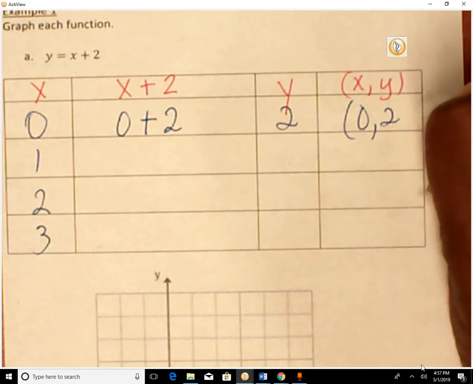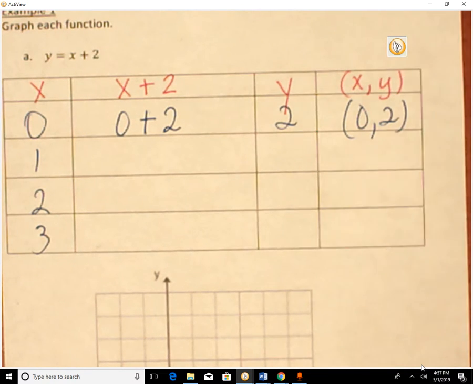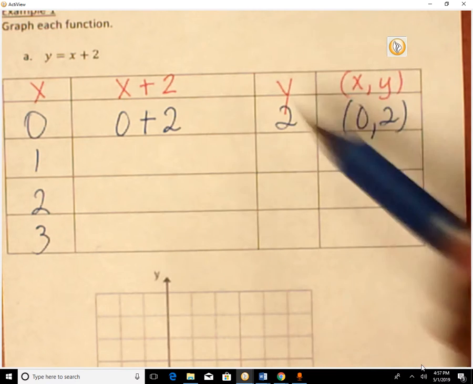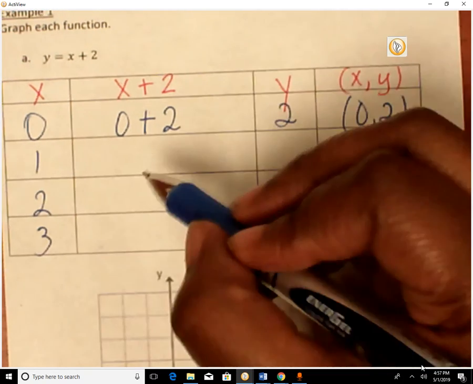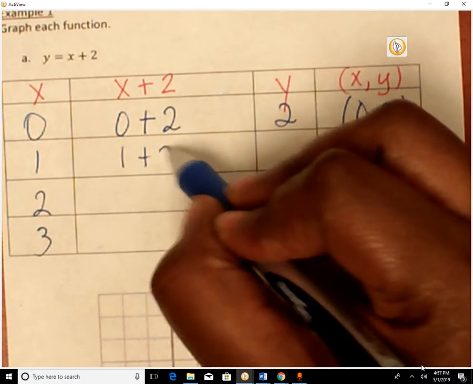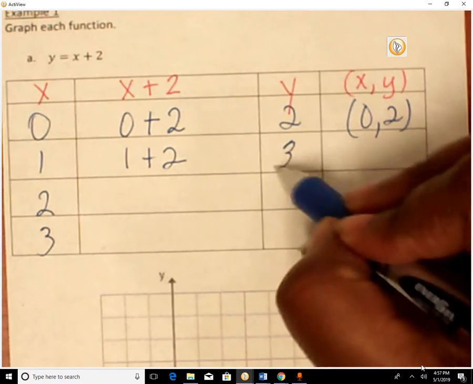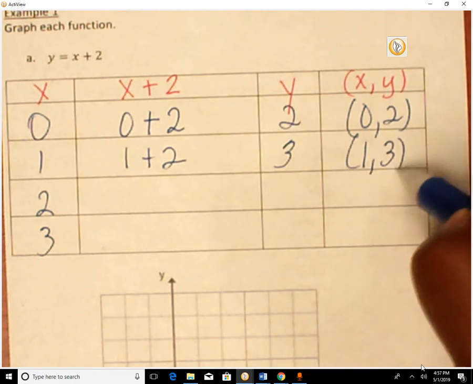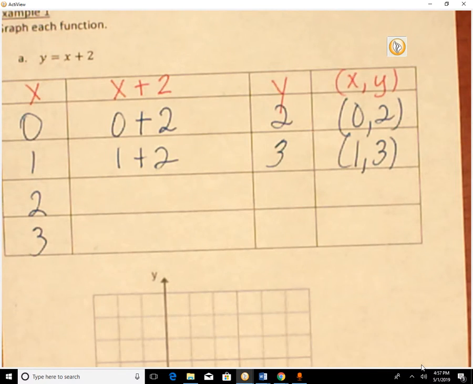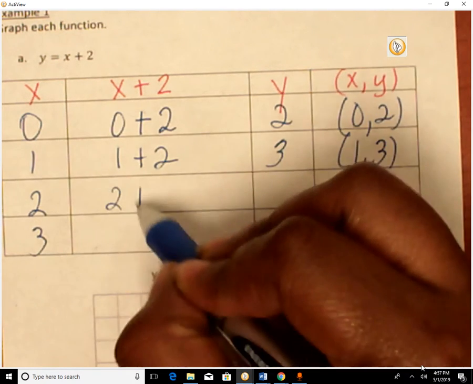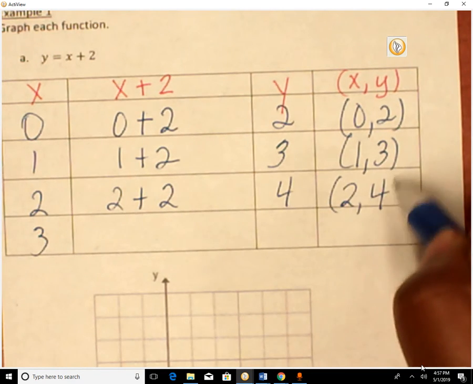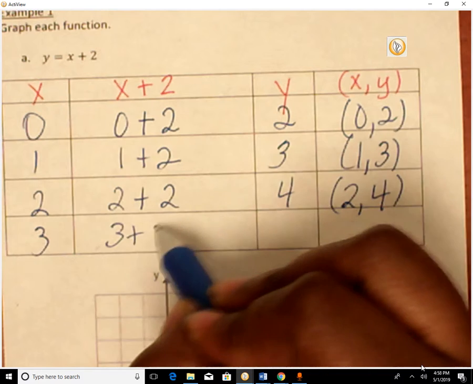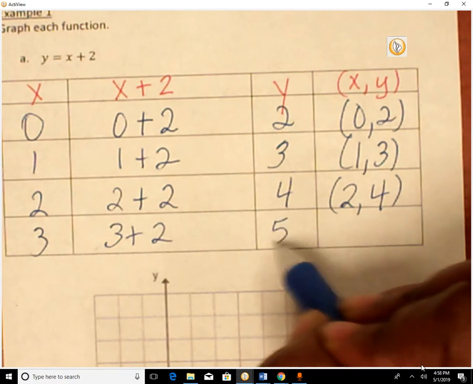0, comma 2. We have an ordered pair. And we know that this is the y-intercept because x is 0 and your y is some number. Here, that number is 2. So the next input is 1. 1 plus 2 is 3. 1, comma 3 is on that line. Then we do 2 plus 2, which is 4, so 2, comma 4. Then 3 plus 2, which is 5.